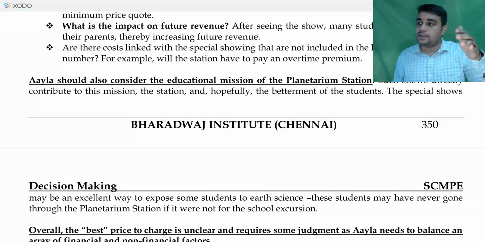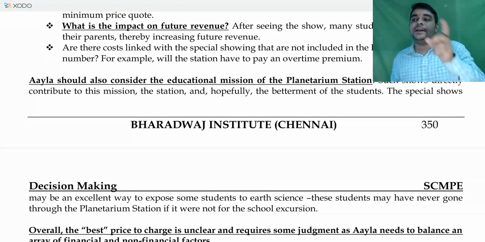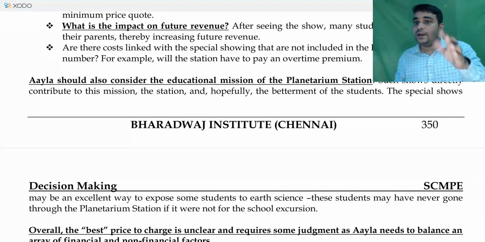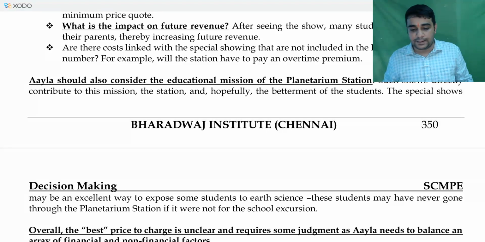Your mind should start thinking, because I'm doing this, is there an impact on allied revenues? Is there an impact on future revenue? Is there an impact on extra cost? Is there an impact, does it contribute to my mission? So these related points you'll have to bring in.